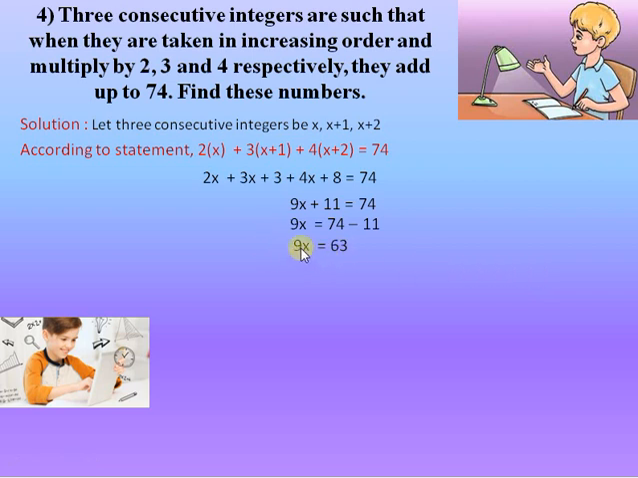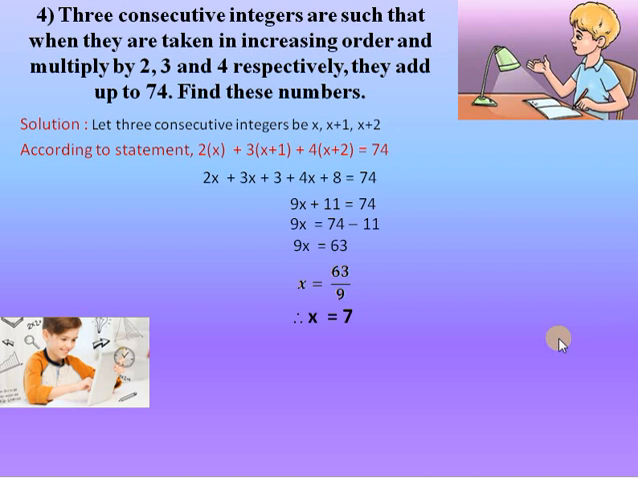Take this 9 to the denominator. x is equal to 63 by 9, and 9 sevens are 63. Therefore x is equal to 7. That means the first integer is 7. The next integer will be 8. The next integer will be 9. 7, 8, 9 are the 3 consecutive integers.